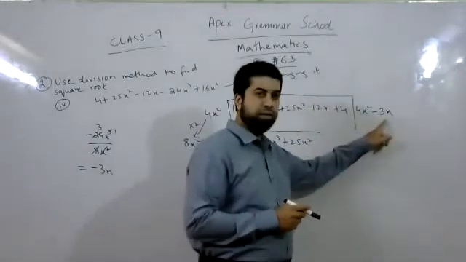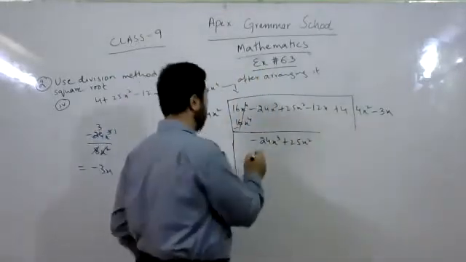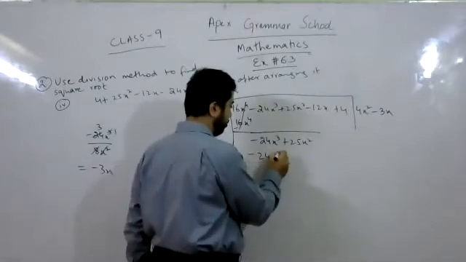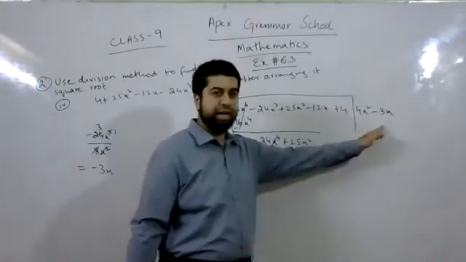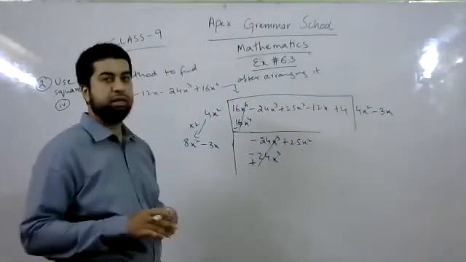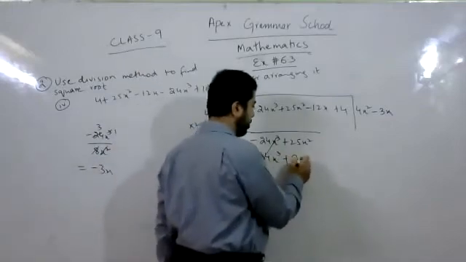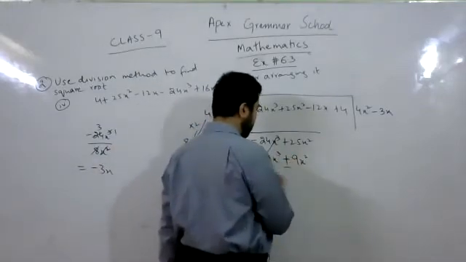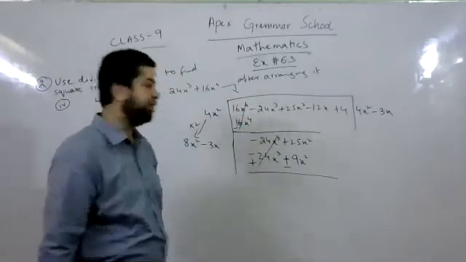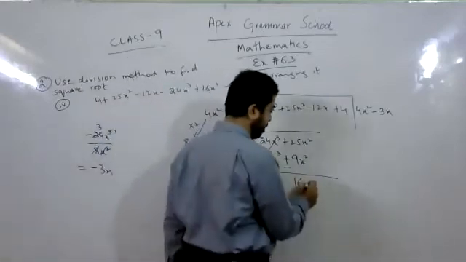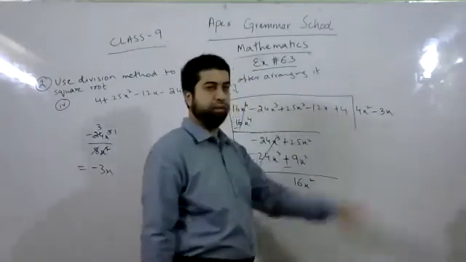Minus 3x multiplied by this 8x square is minus 24x cube. Change the sign, cancel it. This minus 3x multiplied by this minus 3x makes minus into minus plus 9x square. Change the sign and now solve it. 25 minus 9 makes 16x square, and after that minus 12x and plus 4.